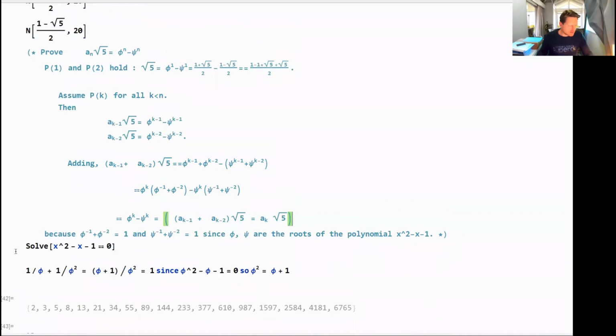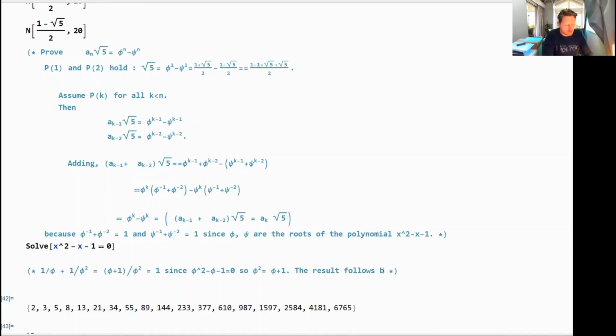But we're not quite done. What we have to do next is state that it follows by this principle of strong mathematical induction. So the result follows by the principle of strong mathematical induction. Too many commas there. Okay, great. So that one's complete now.